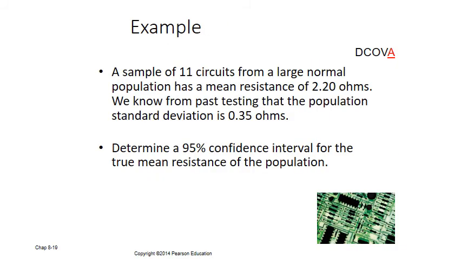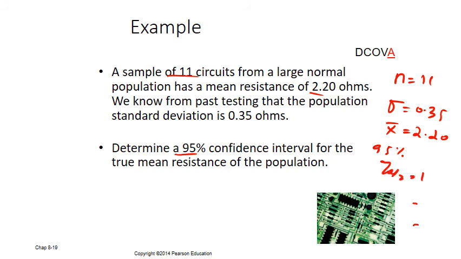So we solve one example. A sample of 11 circuits from a large normal population has a mean resistance of 2.2 ohms. We know from past testing that the population standard deviation is 0.35. So x bar is 2.2, because this mean is coming from the 11. Determine the 95% confidence interval. For a 95% confidence interval, as I said, z alpha by 2 is 1.96.